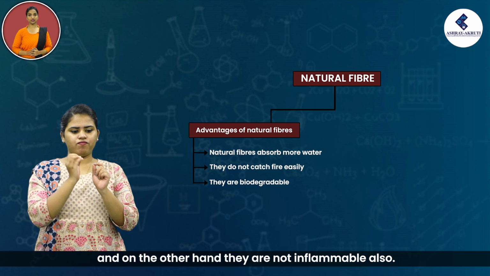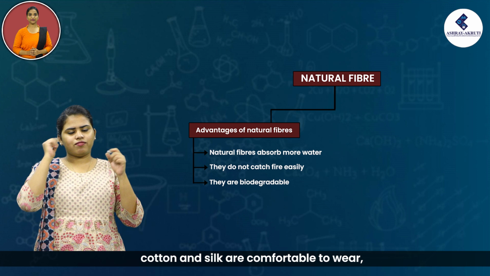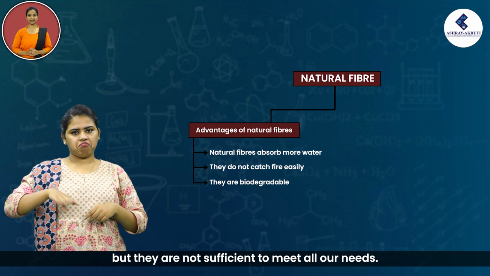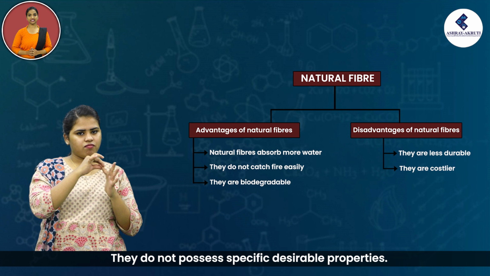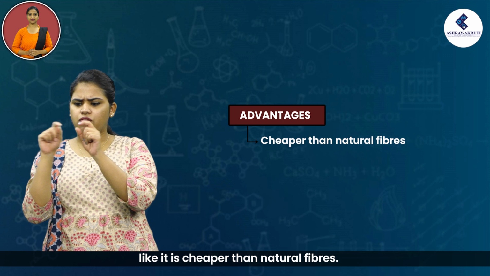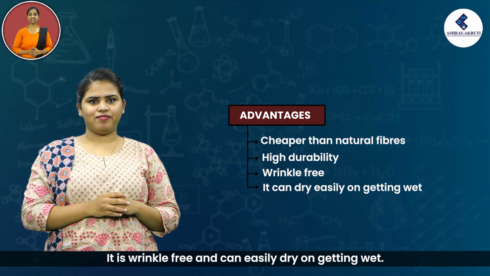Although natural fibers like cotton and silk are comfortable to wear and made by low hazard manufacturing processes, they are not sufficient to meet all our needs. They have a number of demerits also. They do not possess specific desirable properties. Synthetic fiber has some advantages, like it is cheaper than natural fibers. It has high durability. It is wrinkle-free and can easily dry on getting wet.